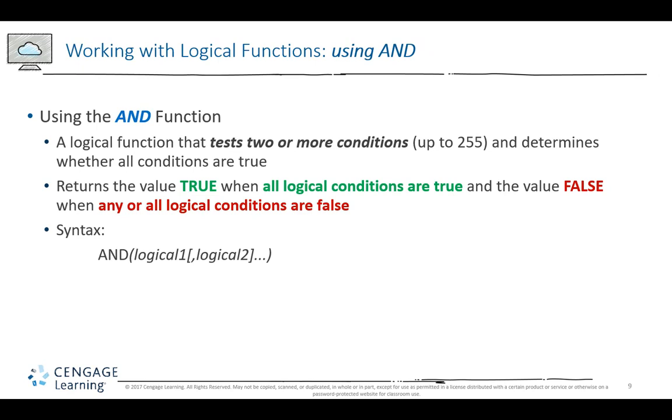Using the AND function logically tests 2 or more conditions, up to 255 different conditions, to determine whether all of the conditions are true. Again, the return will only be true or false. For a value true, all the logical conditions have to have evaluated to true. If any one of those conditions were false, then the overall outcome of the AND will be false.